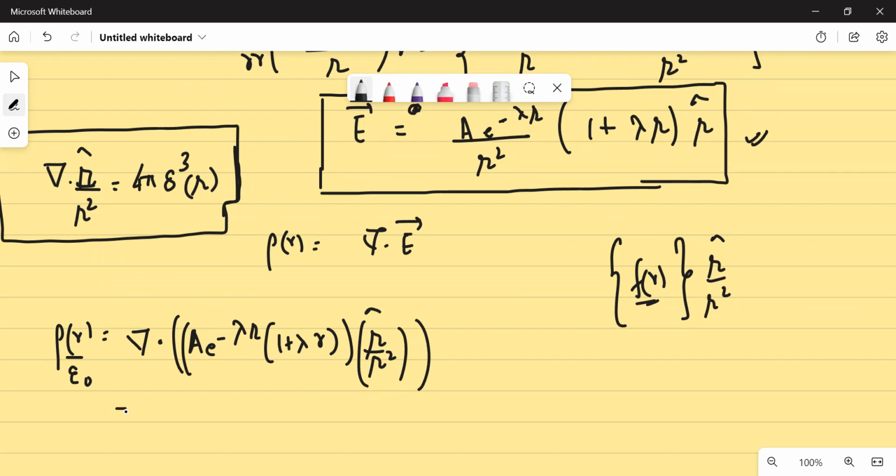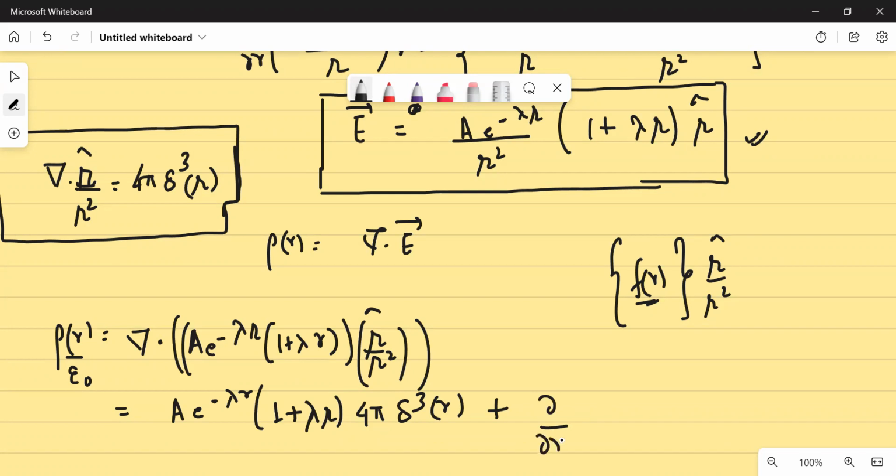Now, if you write the first thing, that is e to the power minus lambda r times 1 plus lambda r, this will be 4 pi Dirac cube of r. So del dot this thing plus gradient of this dot r cap upon r square. So gradient of this would be what? This will be del by del r of A e to the power minus lambda r, then you have 1 plus lambda r, and then you'll have r cap, and then r cap dot r cap upon r square. Is that clear to you?